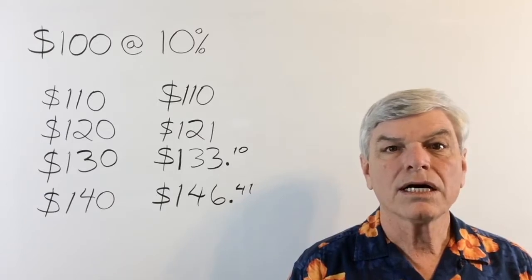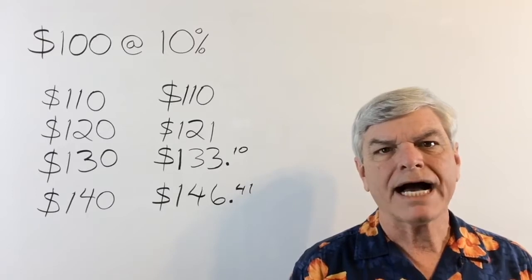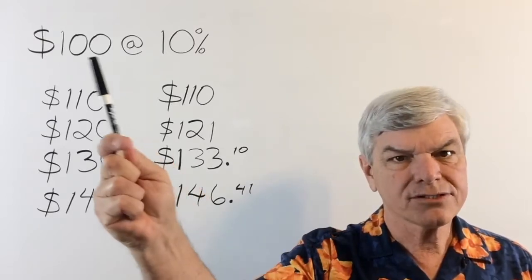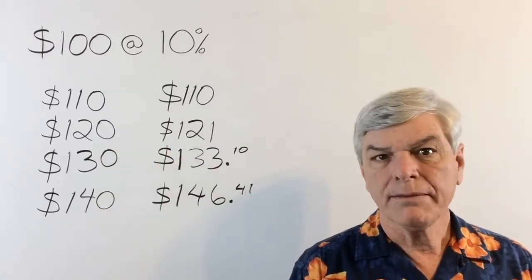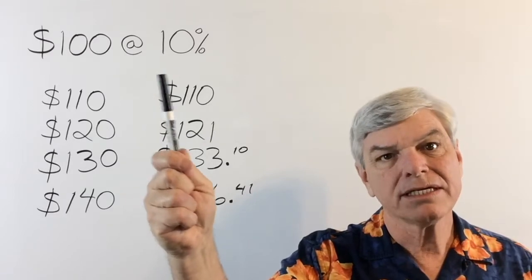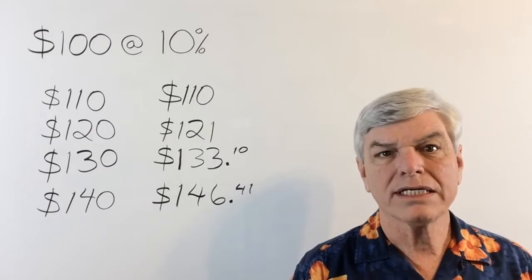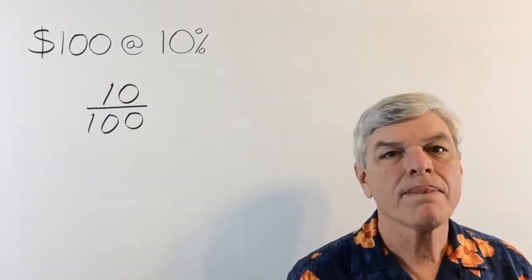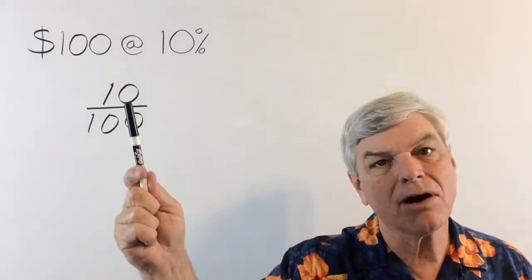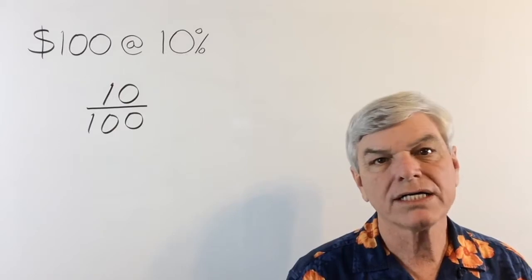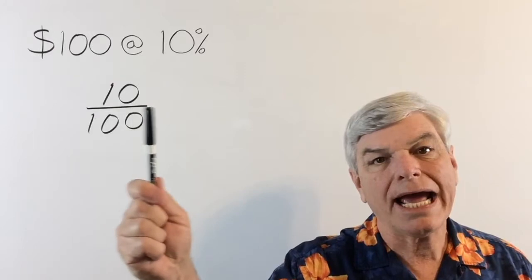So let's first off look at how interest works. This is our principal. And when we say at 10% interest, it means we're going to multiply it times 10%. Now let's look at what 10% is. Percent means parts per 100. So 10% would be 10 parts per 100, or 10 over 100. If I said 18%, that would be 18 over 100.